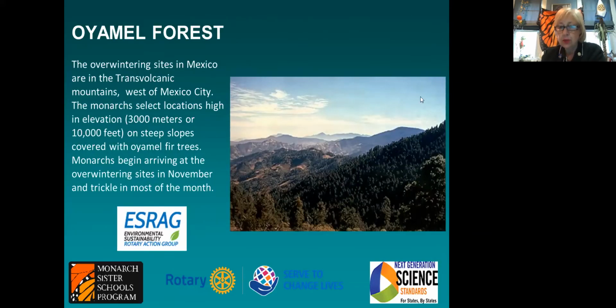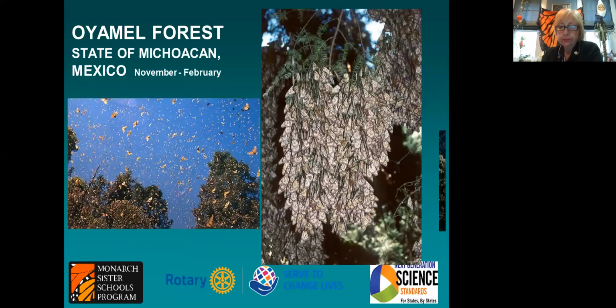And again, this is where they go, high up in the volcanic mountains. It's about 10,000 feet high. On very steep slopes are these fir trees that the monarchs find each year. This is what it looks like when they're all hovered close together. You can see on the right. And when the sun comes out, then they just flutter and fly. And then when they get cold, they go close again together for warmth and overnight in the trees.